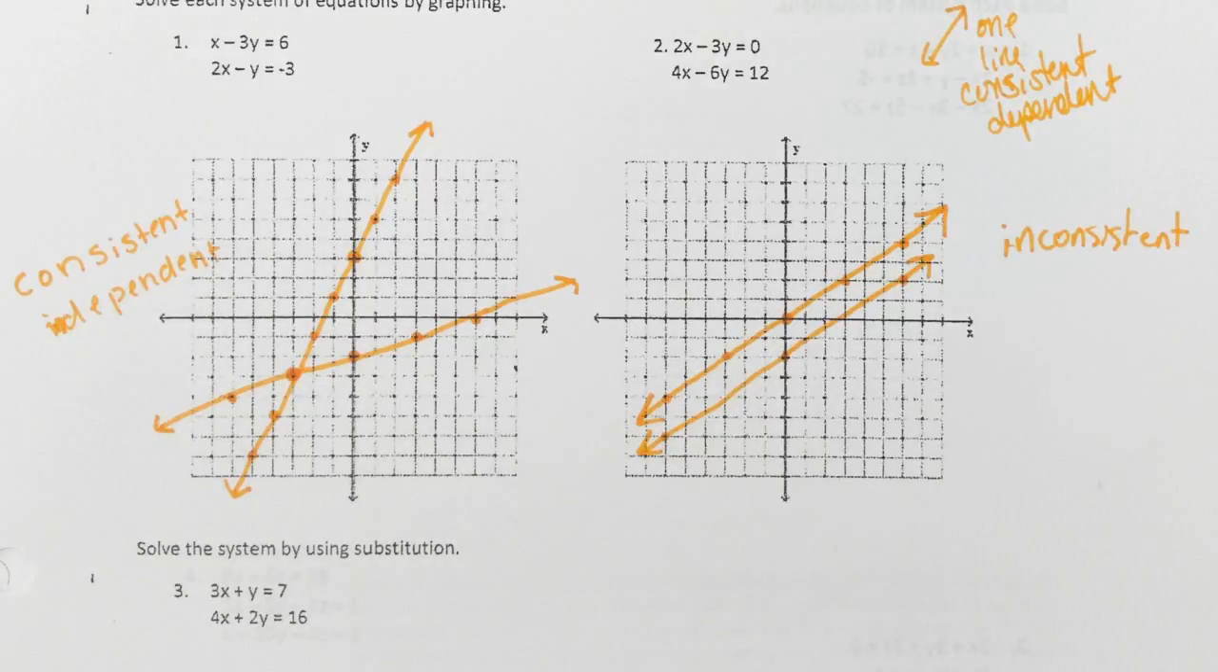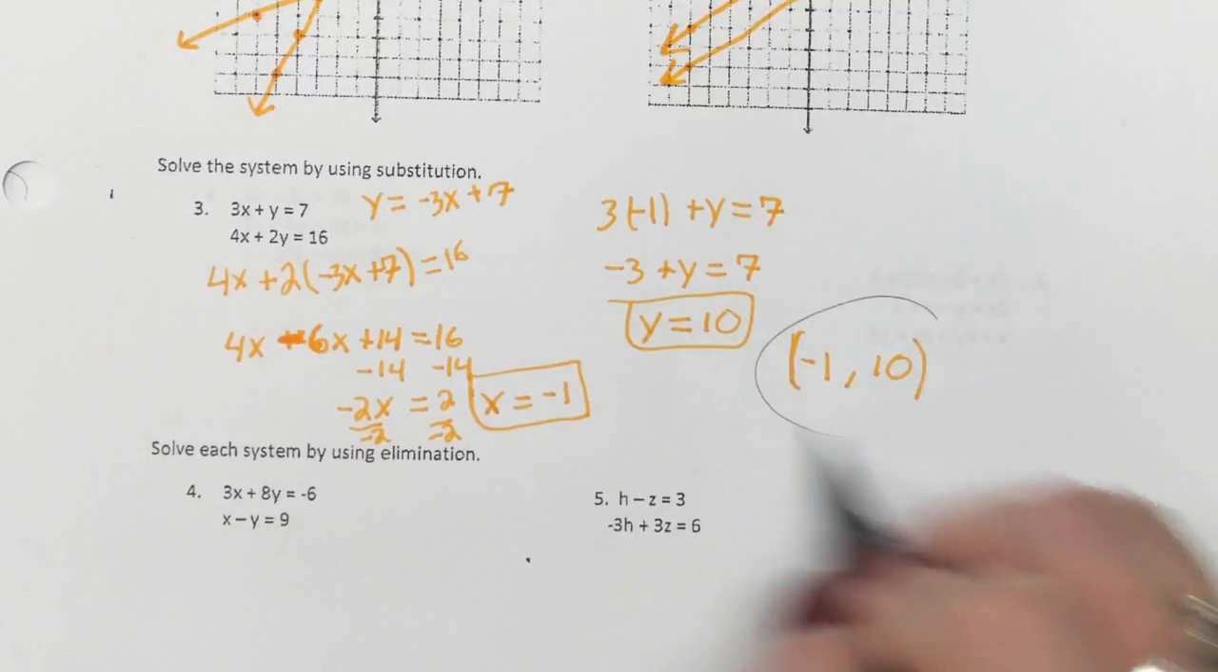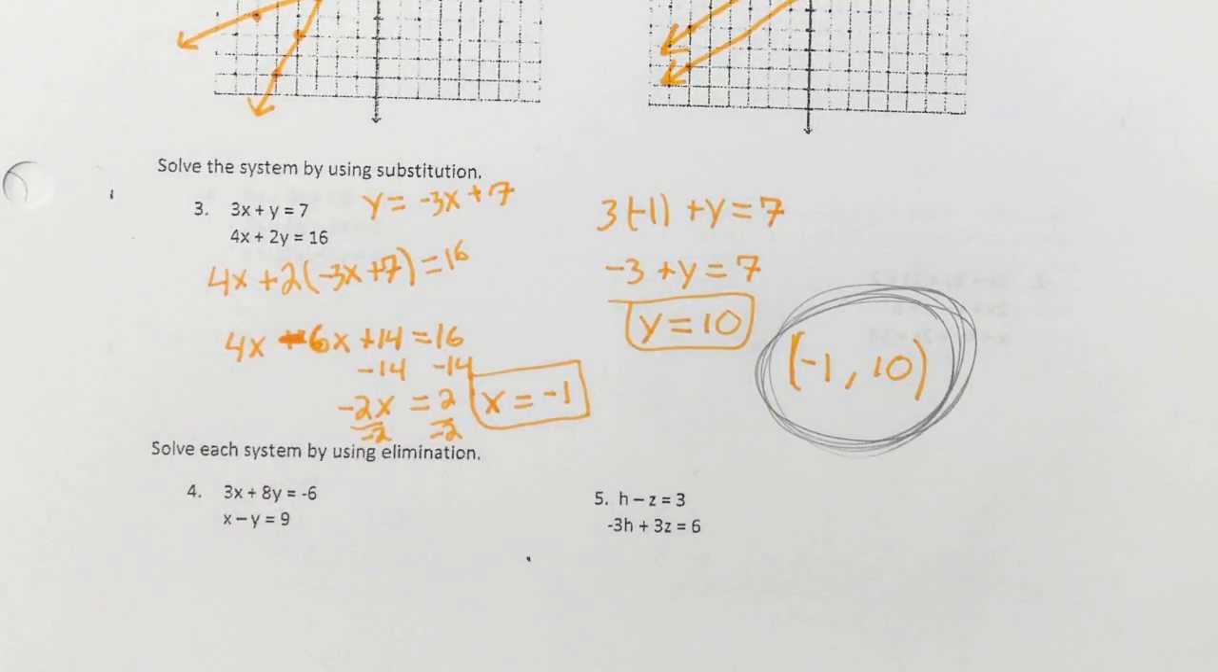All right, Gabe, do you have number 3 finished? You want to come put it on the board for us? Okay, come on. And so this is his answer right here: negative 1, 10, which most of you have. Are you all okay? Yep.